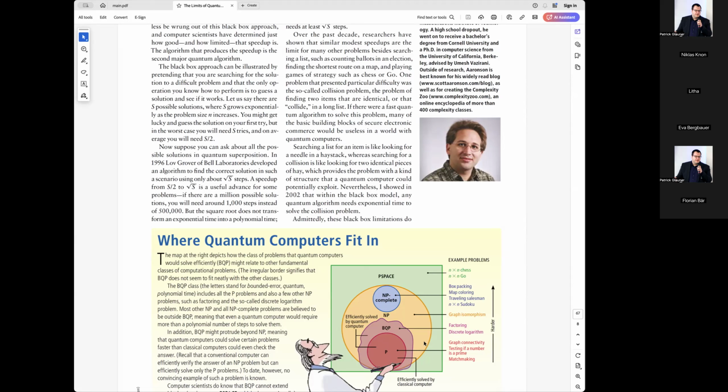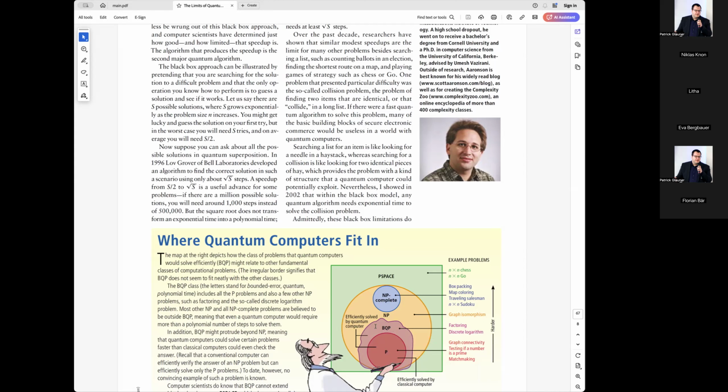Now, where does quantum computing come into play? The class is called BQP. BQP are computational problems that could be solved efficiently by a quantum computer, which includes the class P. Problems we can solve efficiently with a traditional computer, you would also be able to solve efficiently with a quantum computer.